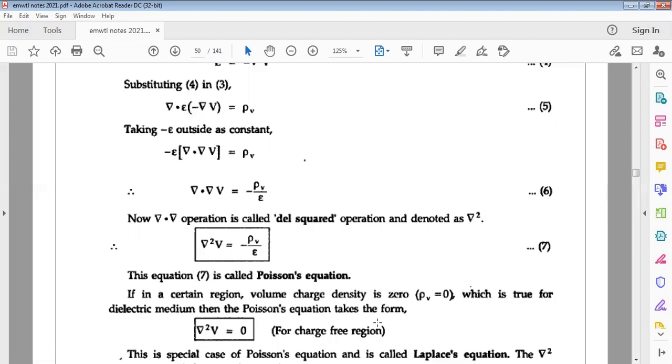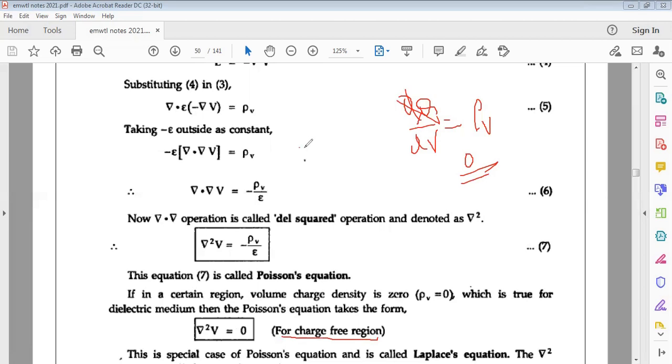There is no charge in the volume, which means there is no charge density either. The region is charge free, so del square V is equal to 0 because rho v is equal to 0. What I am saying is that dQ by dV, the change of charge with respect to the volume, is rho v, and there is no charge here, so rho v is 0. Rho v is 0 means it is a charge free region.